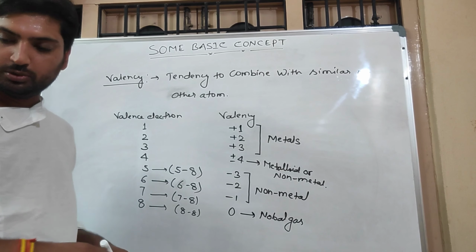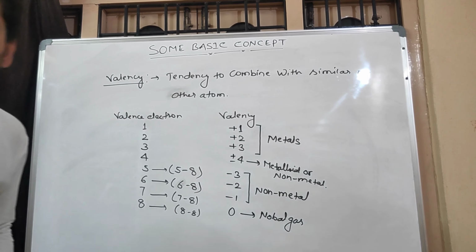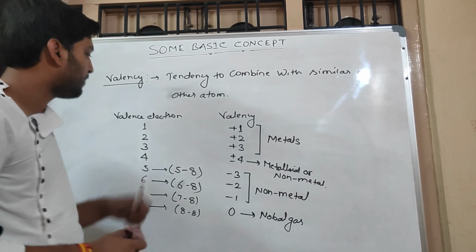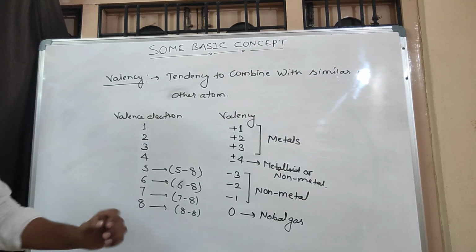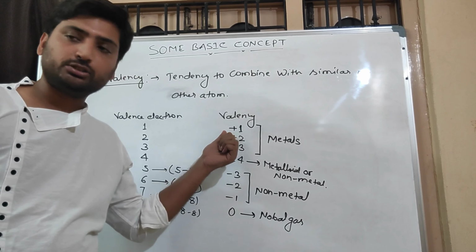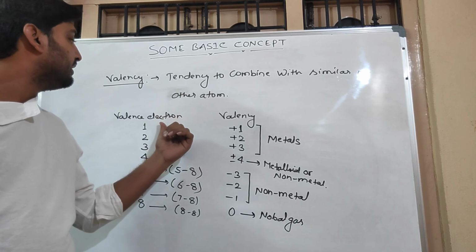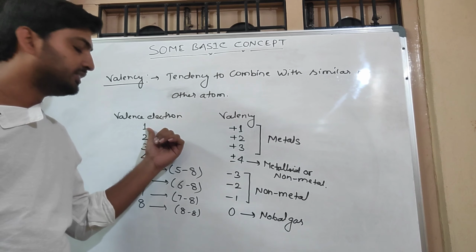0 valency means noble gas. It means it is the king of elements. So write down this table or take a screenshot. Now see, +1 valency means the element whose number of electrons in the outermost shell is 1.